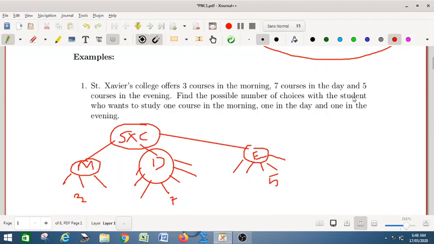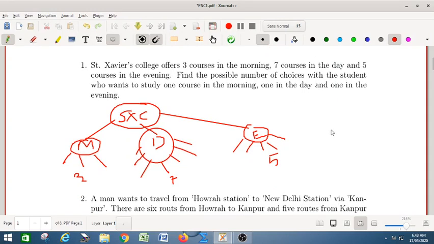Now find the possible number of choices when the student wants to study one course in the morning, one in the day and one in the evening. That is not physically possible, but in this problem I want to discuss the concept. So if we want to choose a course in the morning, in the day, in the evening, then how many ways can he choose? Or what is the number of possible choices? The number of possible choices is 3 into 7 into 5, because you have to apply the multiplication rule.